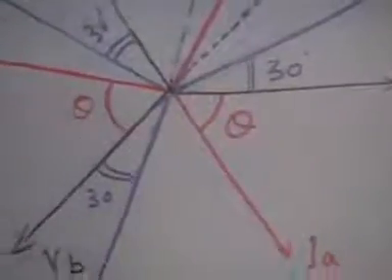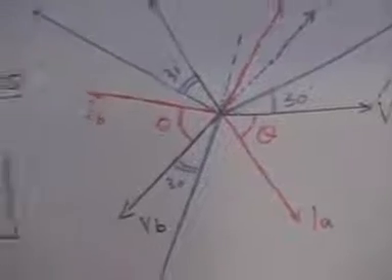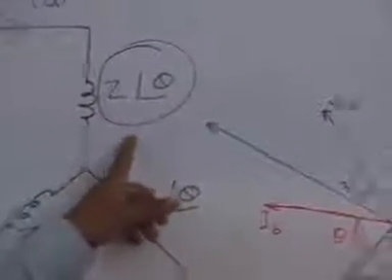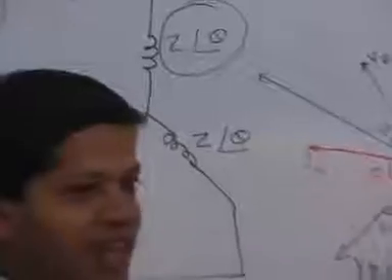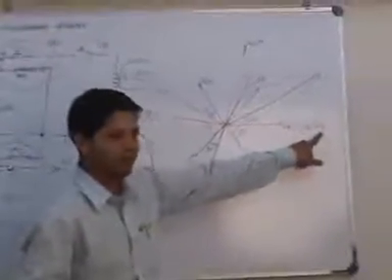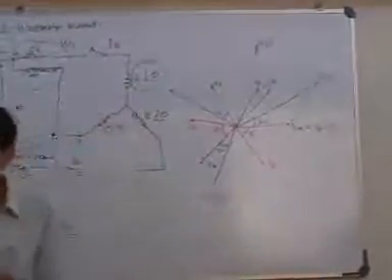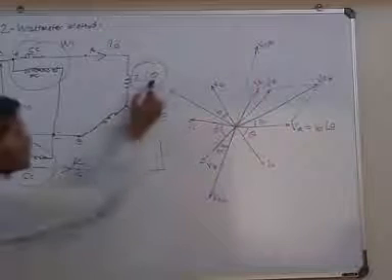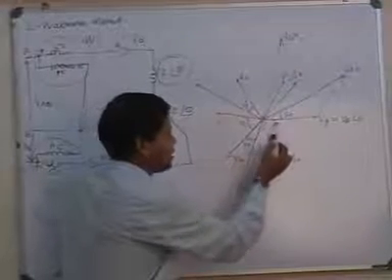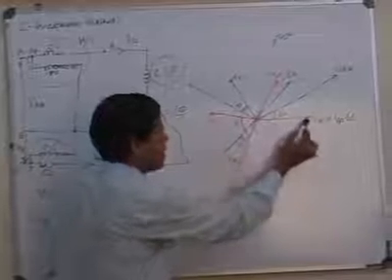As you can see here, the angle of the load is theta. So in the Phasor diagram, the voltage of phase A is at angle 0. So the current will be lagging by angle theta. The current IA is lagging, as you can see in the red color, by angle theta.